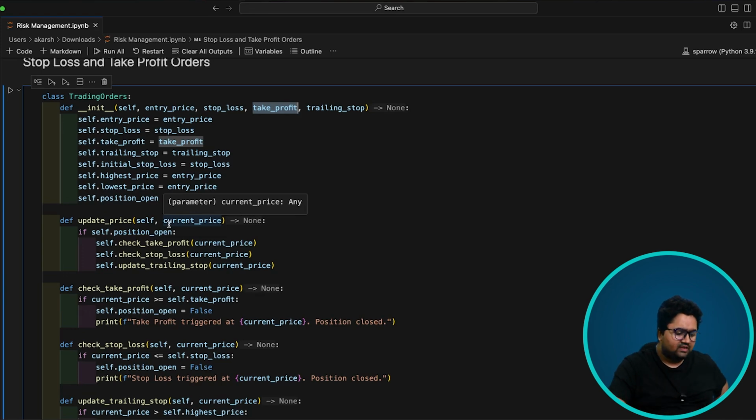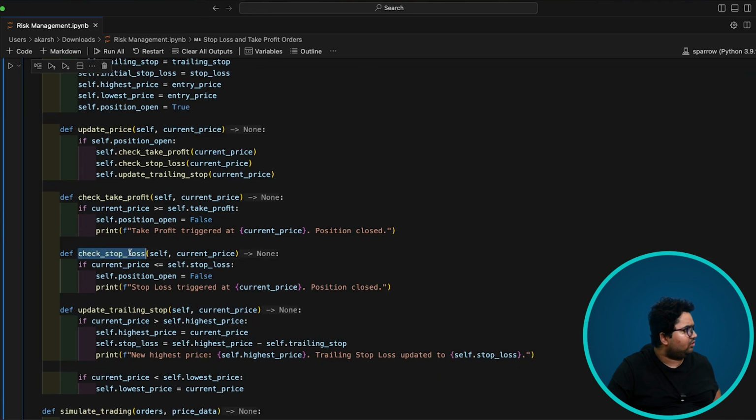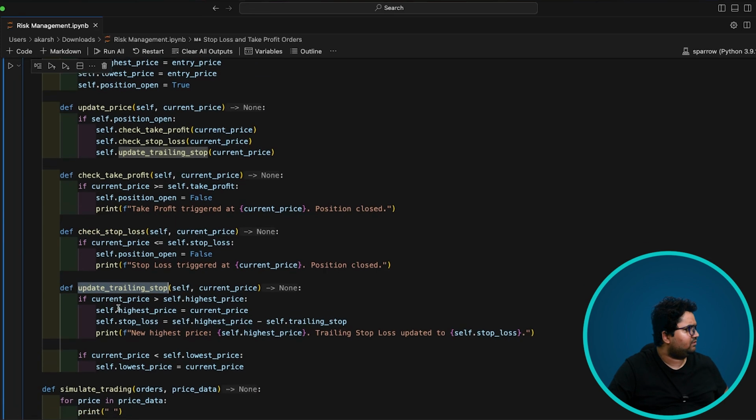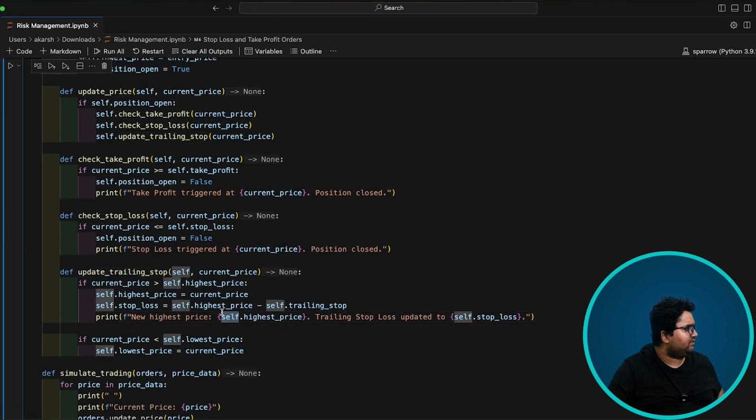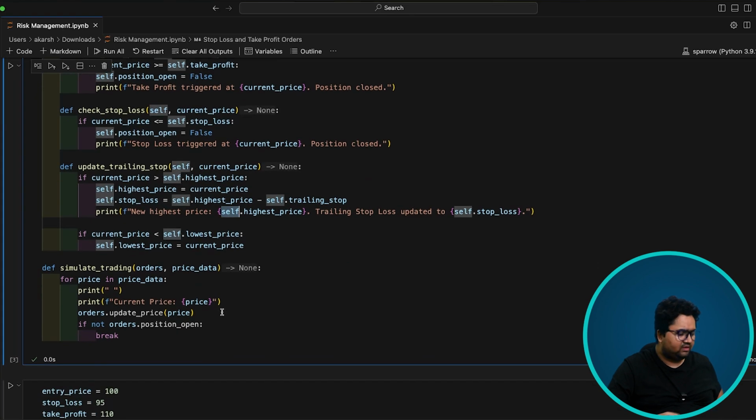So it's basically updating prices. Then the check profit function, and then the stop loss function, and then the trailing stop loss function. And there's a simple way of calculating trailing stop loss, and finally simulation of trading.